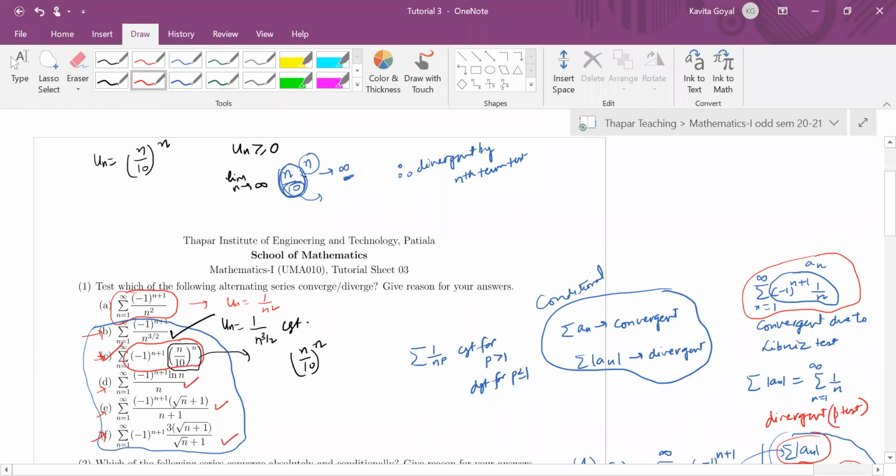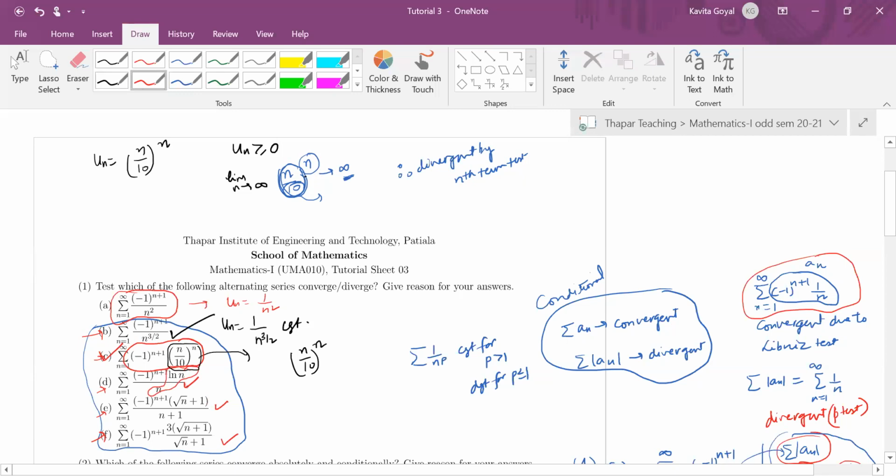Okay, the next one. This is easy. What is your un here? D part. Tell me, what is un here? ln n upon n. Is it decreasing? Yes, we have already proved that after 10 terms it is decreasing.